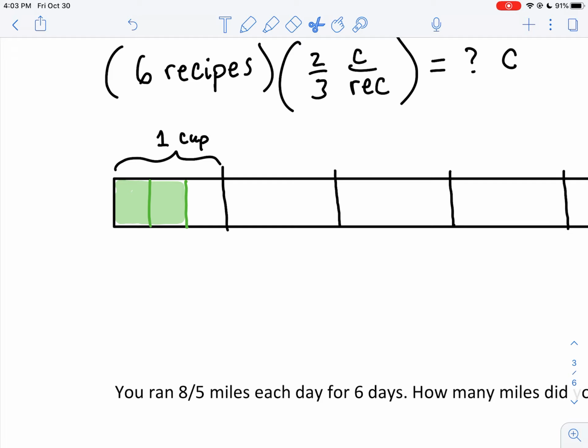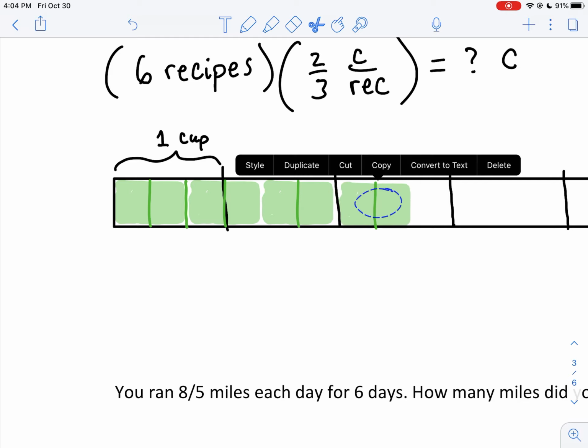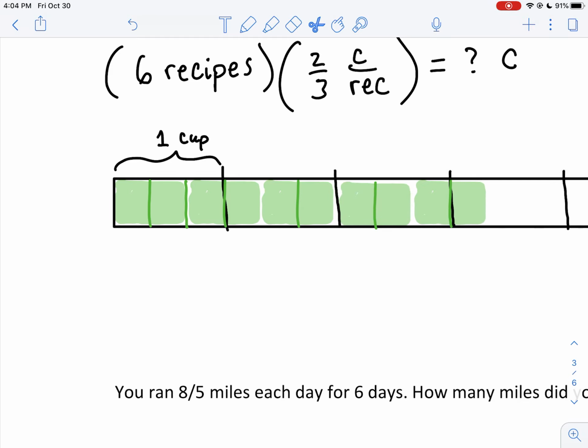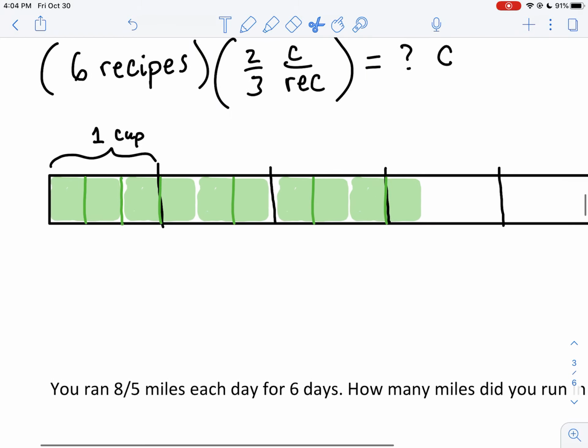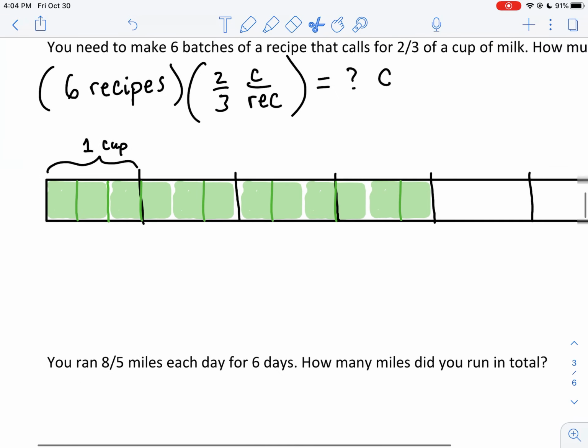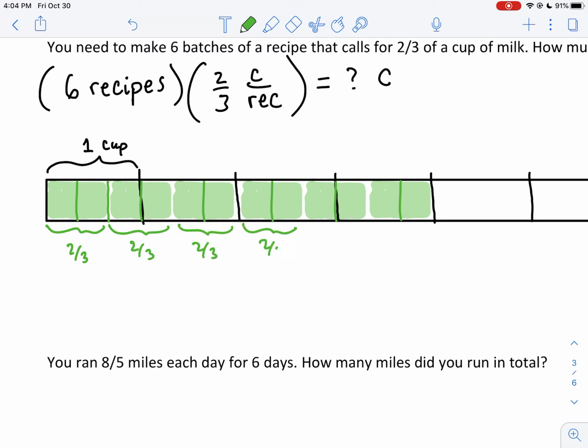And then I'm going to keep pasting these things in here. And you can already tell that things aren't as precise as I was hoping they would be. But I think you get the idea of what's happening here. Good enough. We are just doing 6 copies of 2/3. So I'm going to number my copies just to keep track of them. So there's 2/3. There's another 2/3. There's another 2/3. Another, and I want to keep this up until I have 6 of them. Well, there's 5, so it looks like I just need to do 1 more.